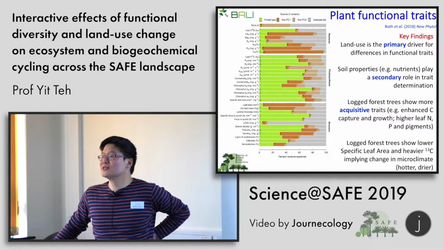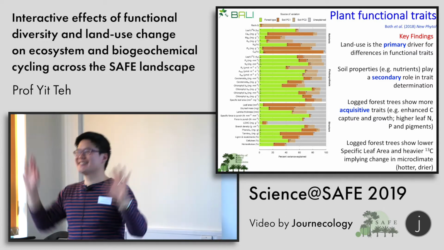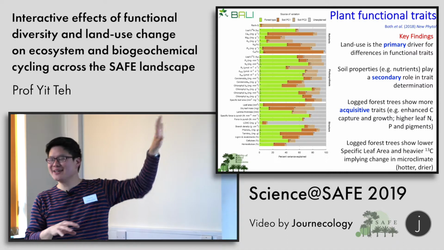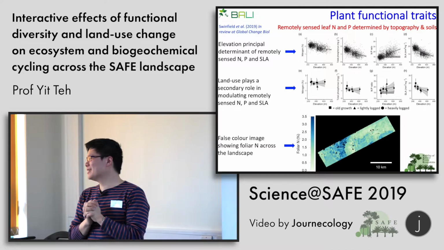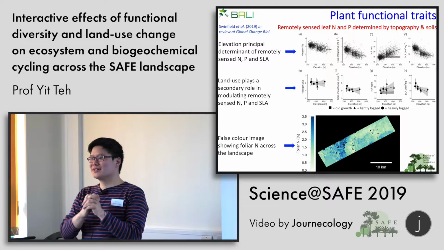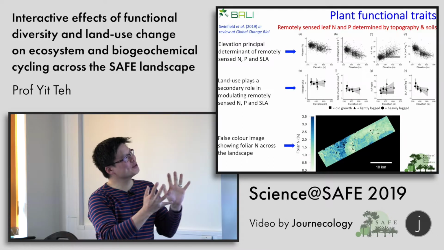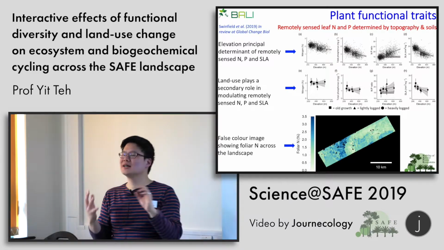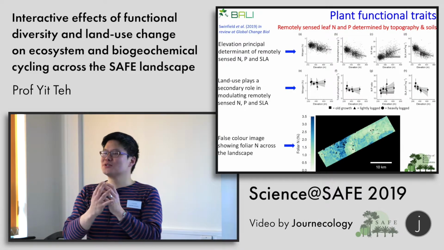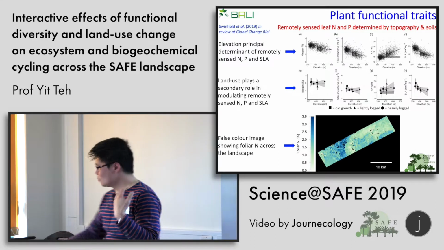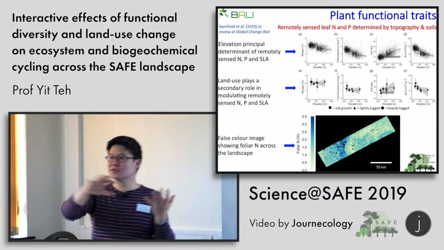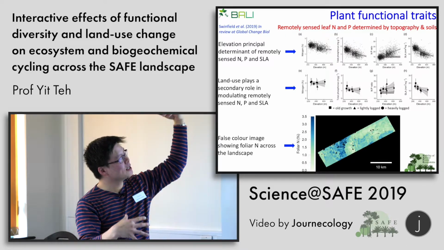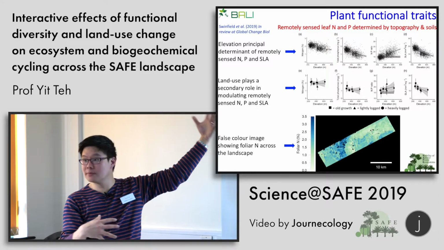I'm slightly embarrassed to show these data because the person who generated these data is here, so correct me if I make any mistakes. But we've tried to scale up some of the trait measures using some of the remote sensing efforts. And I think what was really interesting from this exercise is that it highlights issues to do with scale, right? Because if you take a look at this image of our ground-based trait measurements, there's something inherently contradictory, because we're showing a number of traits that are more strongly influenced by land use change.